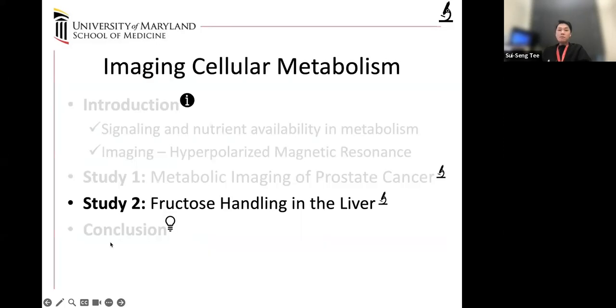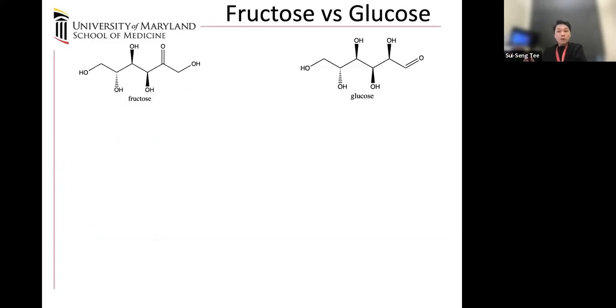Let me move on to the second part. In the first part, we talked about pyruvate conversion into lactate as a sort of downstream effector of the glycolytic pathway. But now we're shifting gears to fructose instead. Fructose is very similar to glucose. The only difference is that now we've got a keto group right here in fructose. So fructose is a keto sugar.